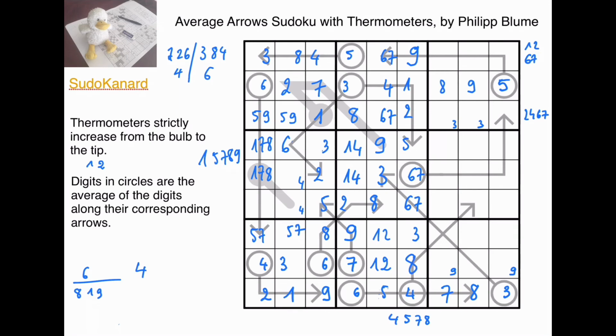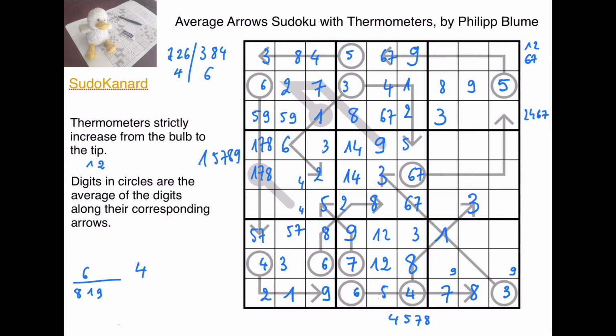Then, the sum here must be 12. So the sum here must be 4 without using a 2. So that's not 2 plus 2, and because of this 3, that's a 1 here and a 3 there, and a 3 up there. 4, 6, and 7 here. We'll have a look at it later.